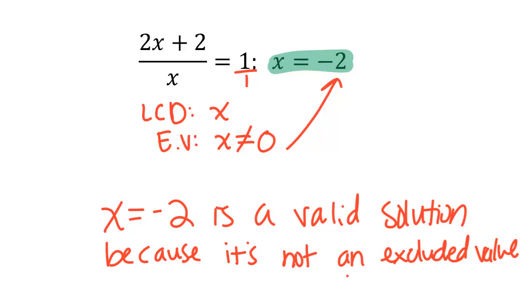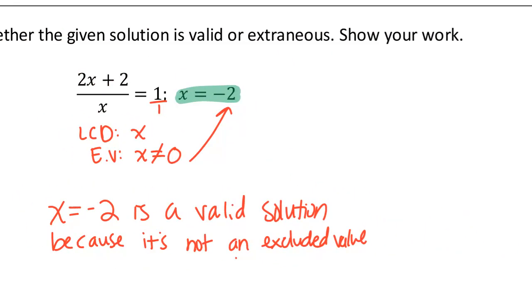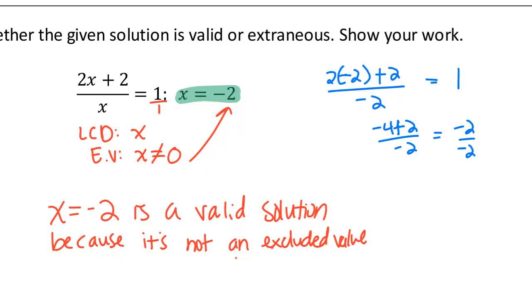The other way you can do it is actually plug it in and check to see if it's okay. If I plug in 2 times negative 2 plus 2 divided by negative 2, does that equal 1? 2 times negative 2 gives you negative 4, plus 2, divided by negative 2. So that's negative 2 divided by negative 2. That does equal 1, so it's valid. That's the other way you can do it, but that just takes longer. Just look at the excluded values if you ever have anything in the denominator.